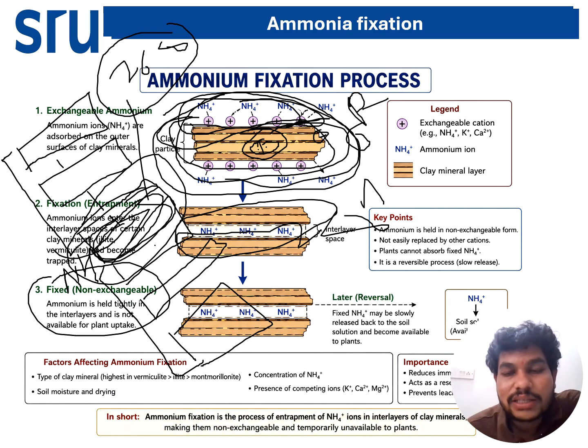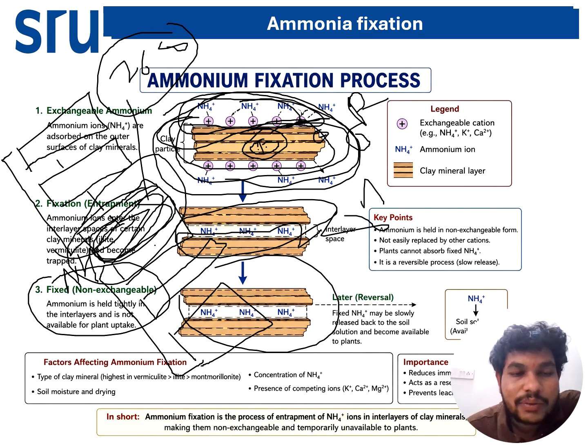Only the size which is nearby size cations only will enter. Then when it enters, it will not come outside. This is a fixed form, and it will not become available to the plants either. When it becomes available, the exchangeable form of potassium, the exchangeable form of NH4 concentration will reduce, then only this form will be available.